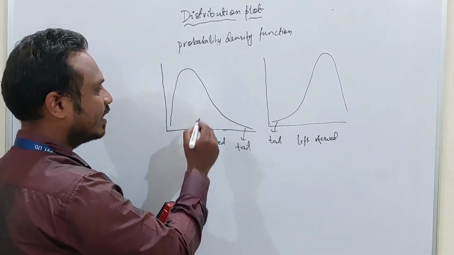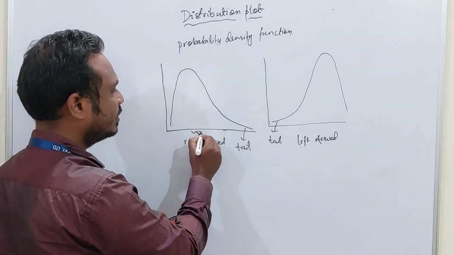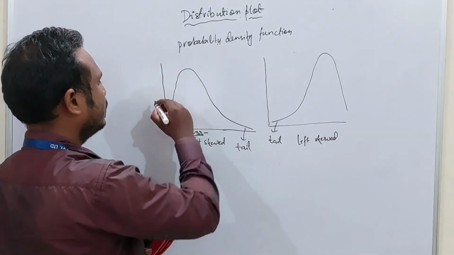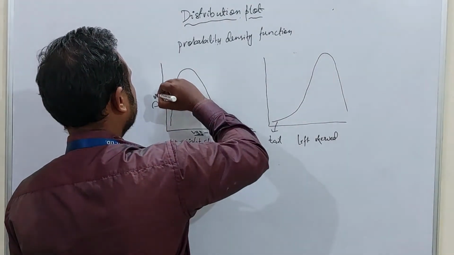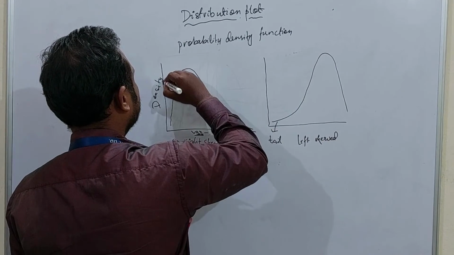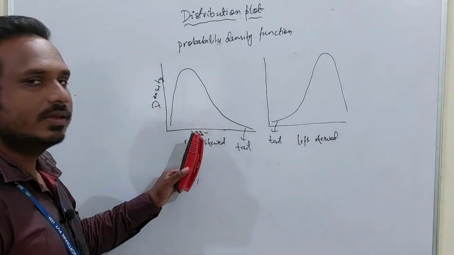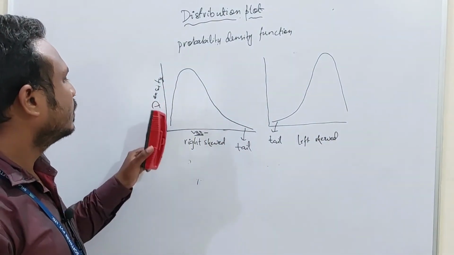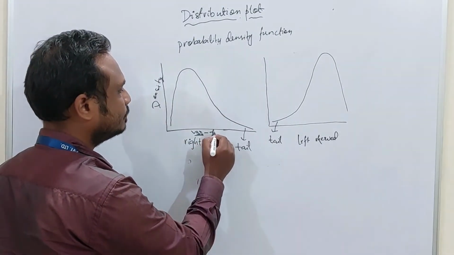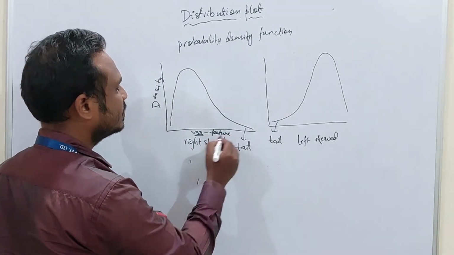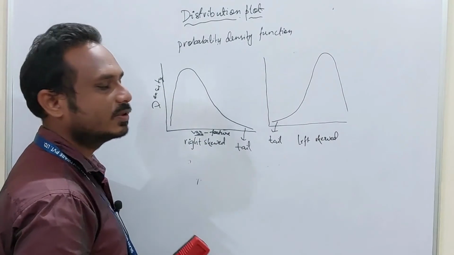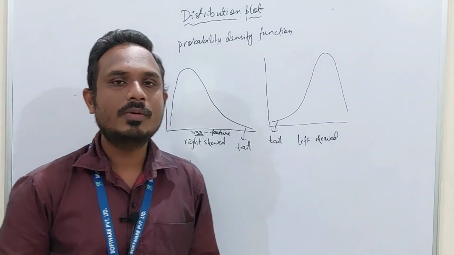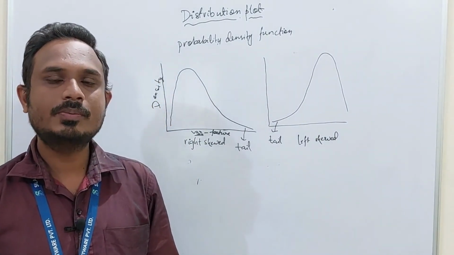Normally the variable name, or feature name, is written here, and the density of the plot is here, and the density lies within this point. So this is all about probability density functions and distribution plots.